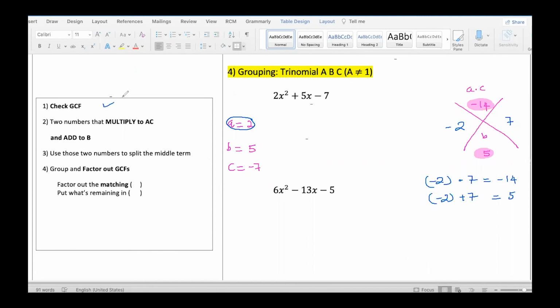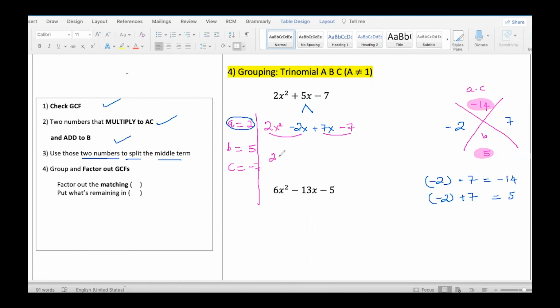So what we're going to do right here is, we found the two numbers, and we're going to use the two numbers to split the middle term. So we will split the middle term right here. Instead of 5x, I'm going to split it into negative 2x, and then plus 7x, following the signs. And then I will drop down everything else that we have not done. So 2x squared is still right there, and then minus 7. We're going to split them, and we're going to factor this group and this group by using GCF. 2x squared minus 2x, they both have 2x in common, as you can see.